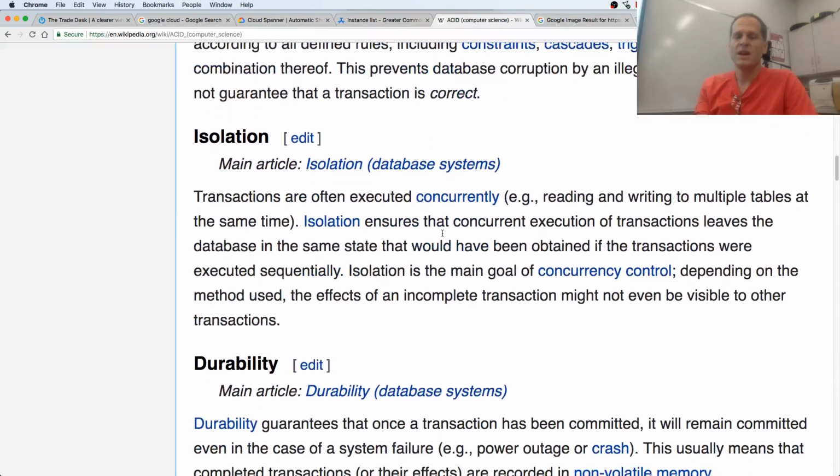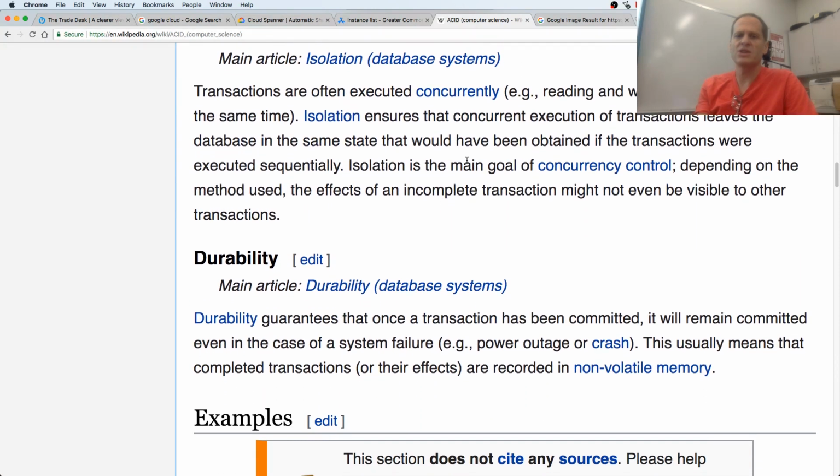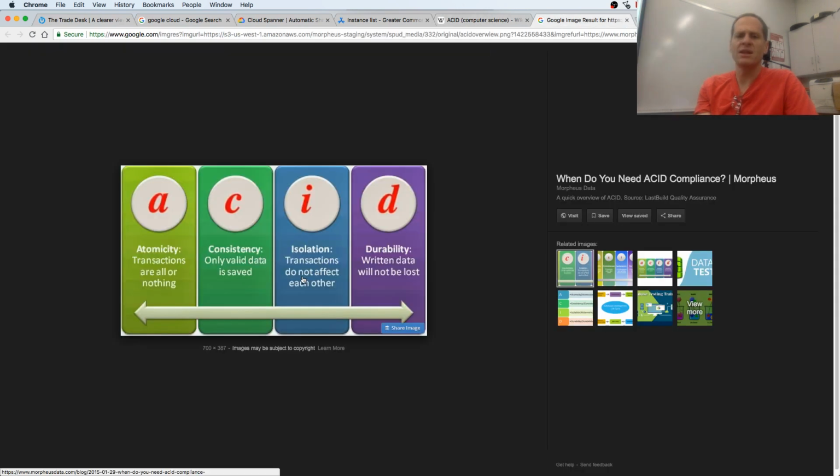Isolation. Transactions are often executed concurrently, reading and writing to multiple tables at the same time. Isolation ensures that a concurrent execution of transactions leaves the database in the same state that would have been obtained if the transactions were executed sequentially. So one transaction doesn't influence another.